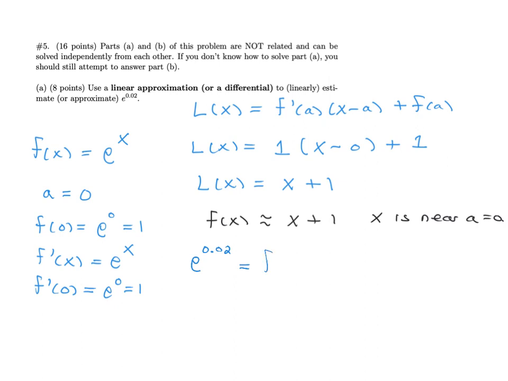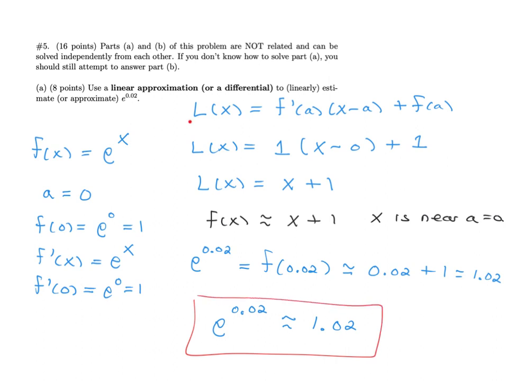Well, that's equal to f of 0.02 based on the way we defined our function. If you put 0.02 here, you're putting it here. But since this number is near 0, I can actually put it here and it will be a very good approximation. That is, this is approximately 0.02 plus 1 if you put this number into x. And 0.02 plus 1 is 1.02. And this means e to the 0.02 is approximately equal to 1.02. And this is our estimate by using this linearization, or what we call a linear approximation.